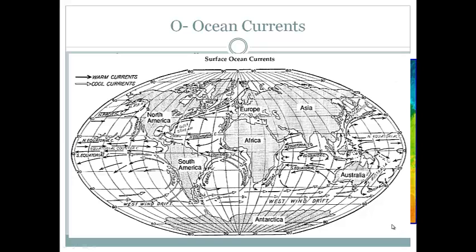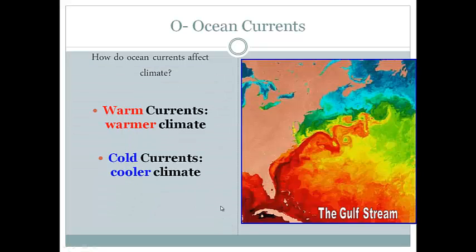Ocean currents also greatly affect our climates in certain areas. Warm ocean currents create warm climates, where cold ocean currents create cooler climates. Here's a picture of the Gulf Stream. Down here we have Florida, here are Great Lakes, and the coast of Canada and the United States. You'll notice that there is a warm current flowing past the coast, and as a result we have warmer climates in this area.